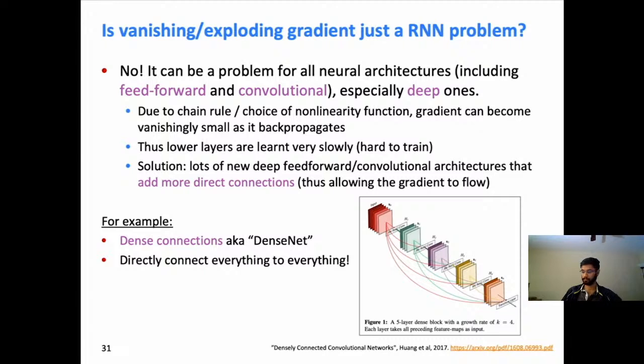So another example which takes this idea further is something called dense connections, or DenseNets. And again, this was something proposed, I think, in a feed-forward or convolutional setting. It's just the same as skip connections, except connect everything to everything. So add more of these skip connections from all layers to all layers. And they show that this performs even better.